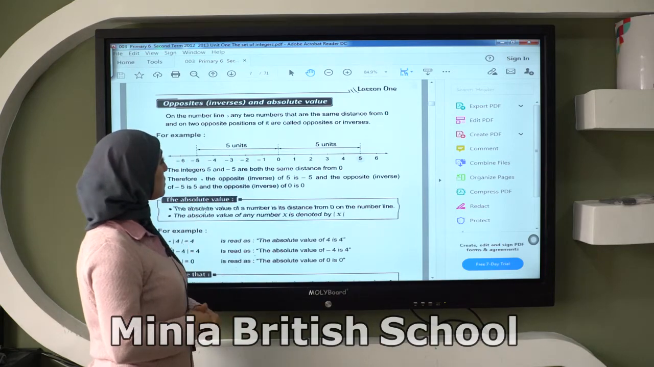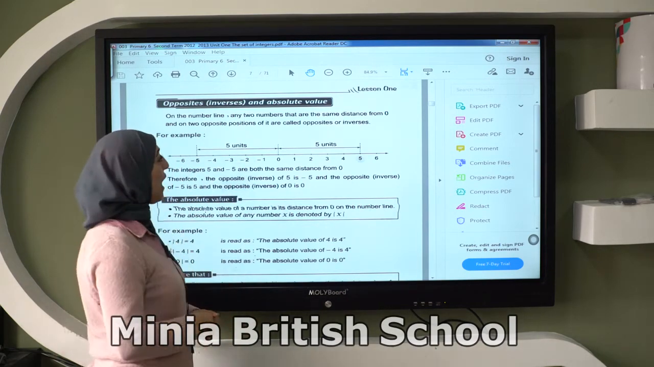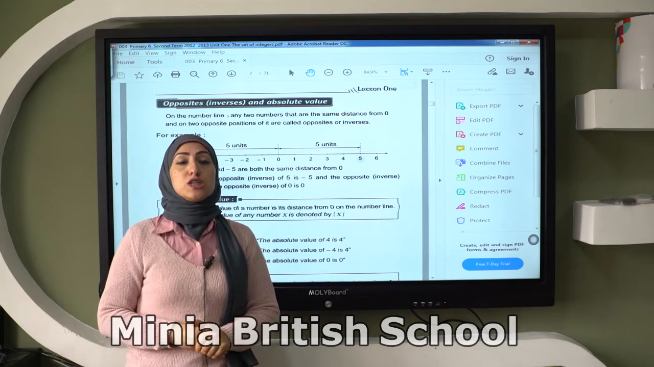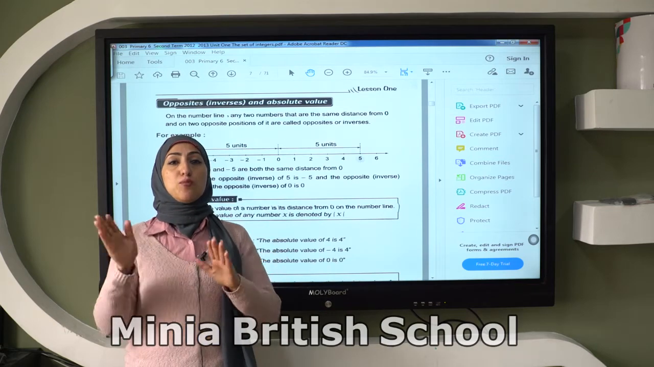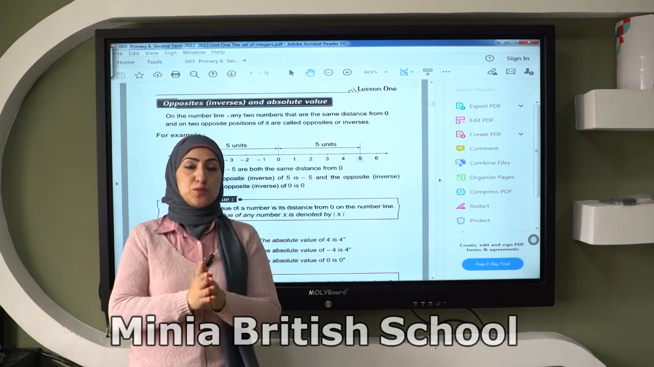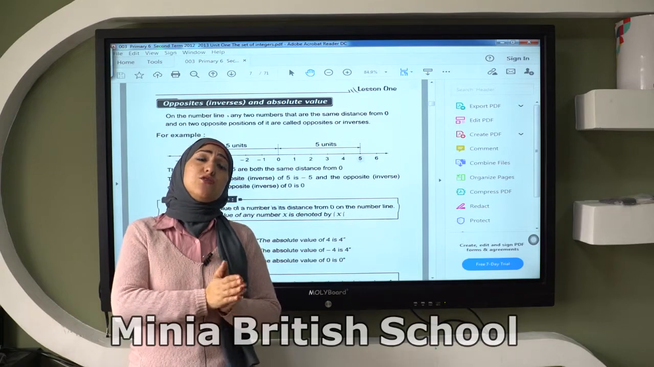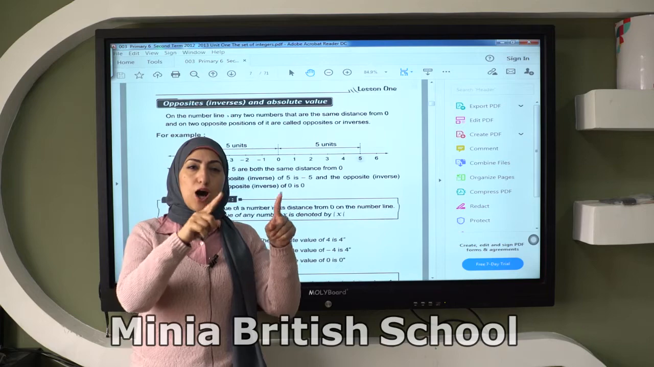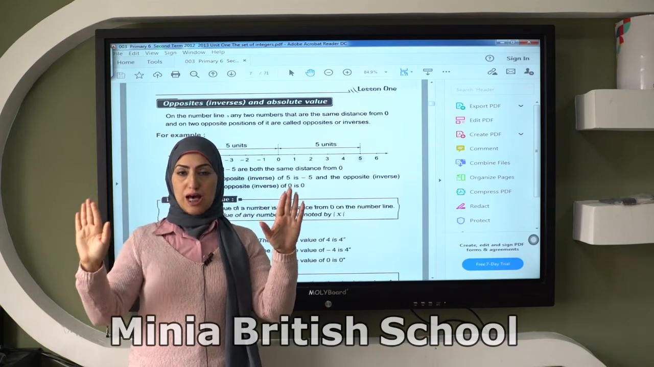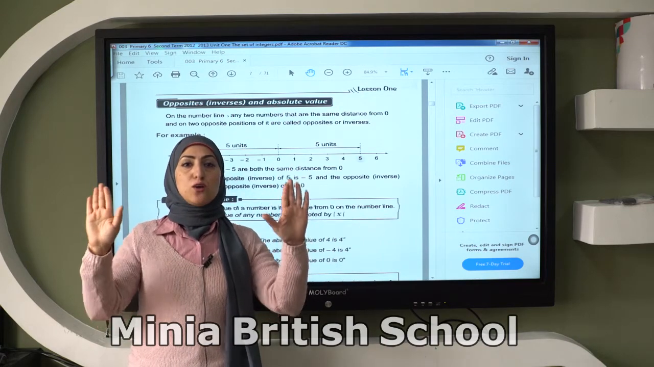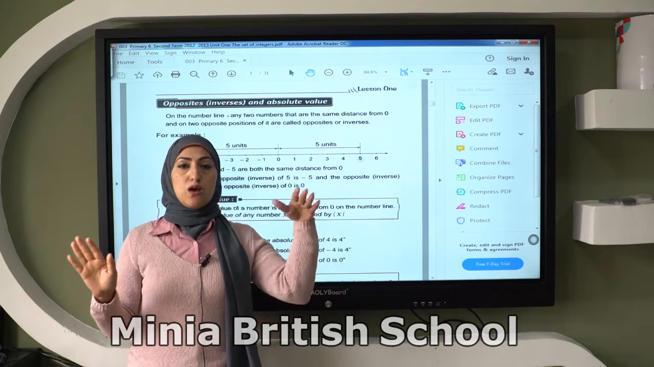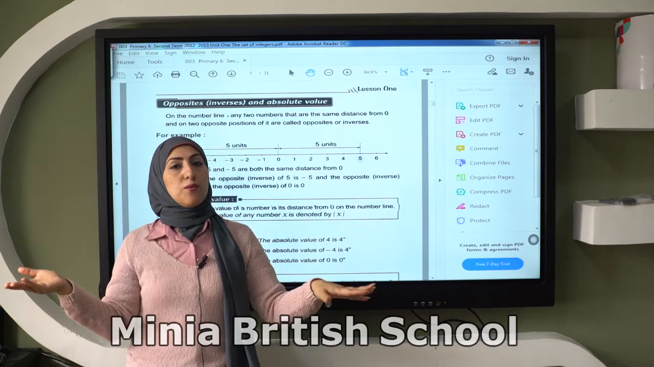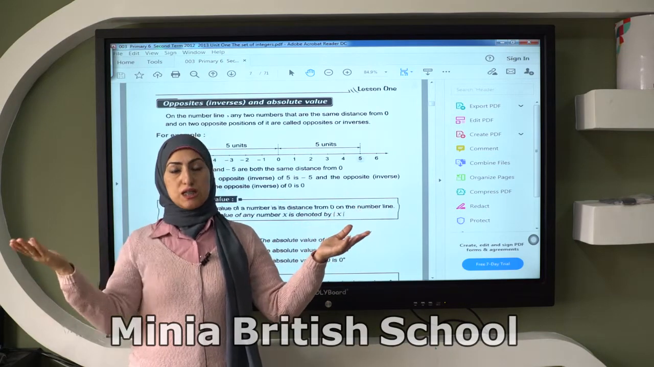Here, the opposites or inverse and the absolute value. Okay, what is the meaning of inverse? Inverse means the opposite. Inverse means the opposite. When I say negative 2, what is the inverse of it? It's 2, okay? The opposite sign, the number is the same, and only the sign will be changed. So 2 will be negative 2, 4 will be negative 4, 8 will be negative 8.